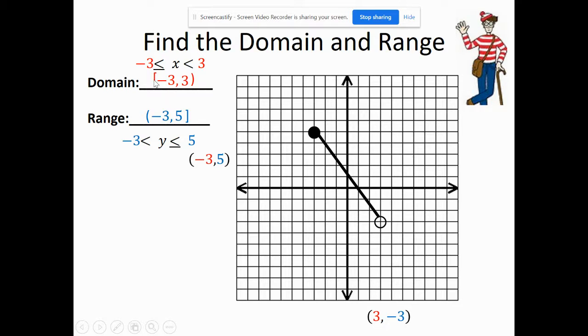So like up here, you can see your domain is negative 3 less than or equal to x, less than 3. Here your range is negative 3 less than y, less than or equal to 5. That's how you would read that. That's how you really read this here, even with the bracket and parentheses type form.